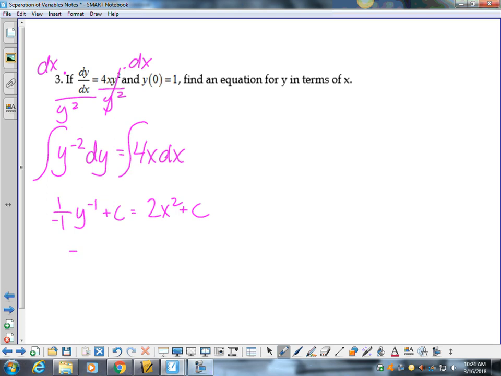So negative 1 over y. Combine your c's. And I'm supposed to solve for who? Y. How do I do that? I can run a negative through, right? Like I can fix that part. Can't we?